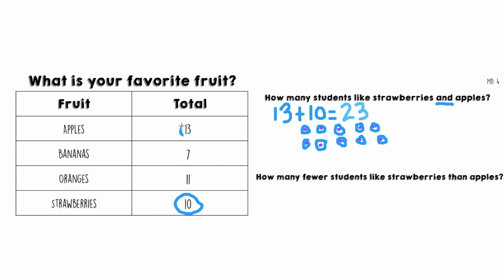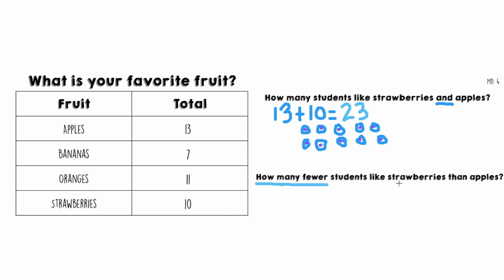Okay, let's answer our next question so we can analyze the data. It says, how many fewer students like strawberries than apples? Oh, so now we're comparing strawberries and apples, but we want to know how many fewer students. Well, how many fewer students is a very similar question to how many more students. So we can use the same exact strategy that we did with the how many more question where we can subtract. So let's look back over here at the data again.